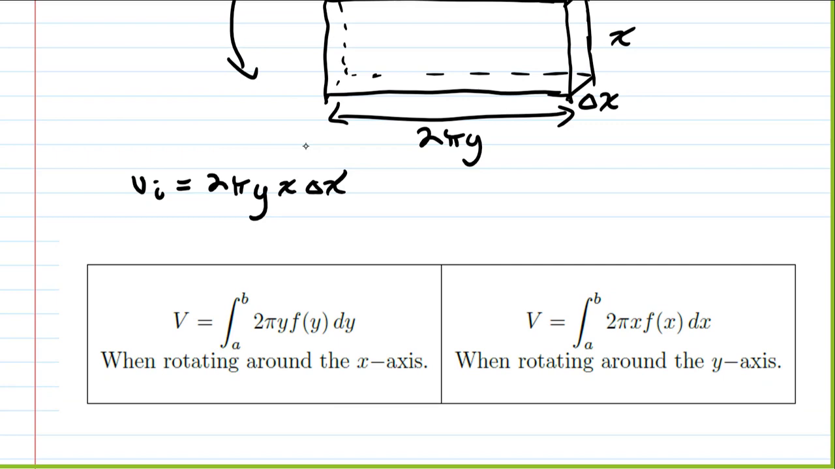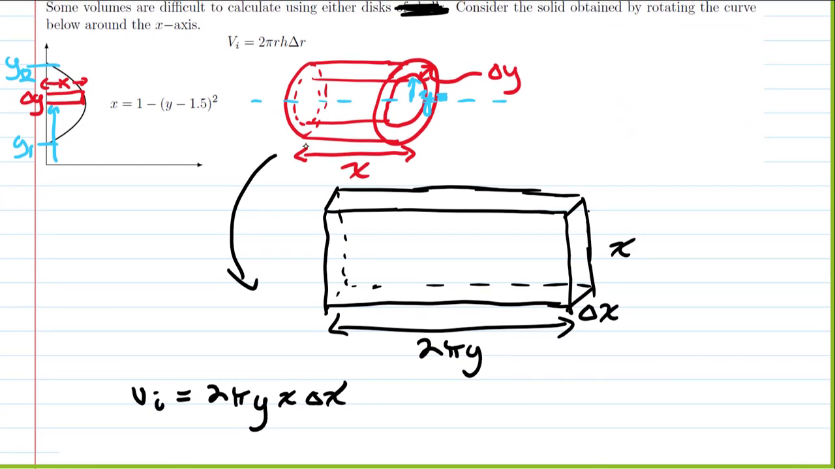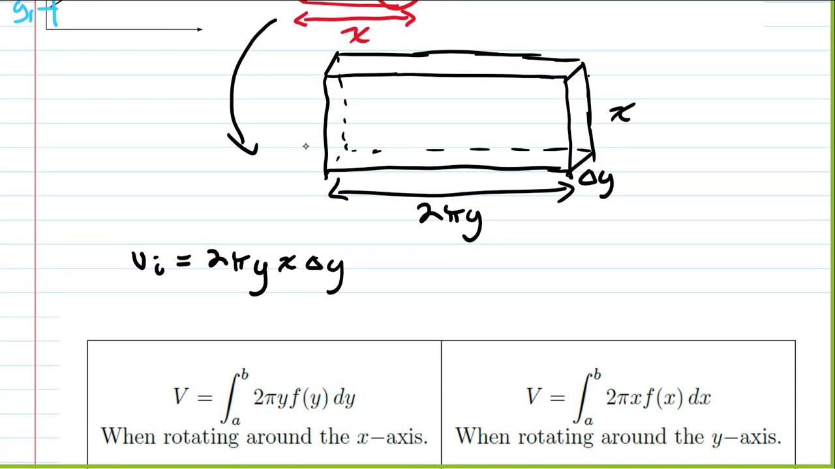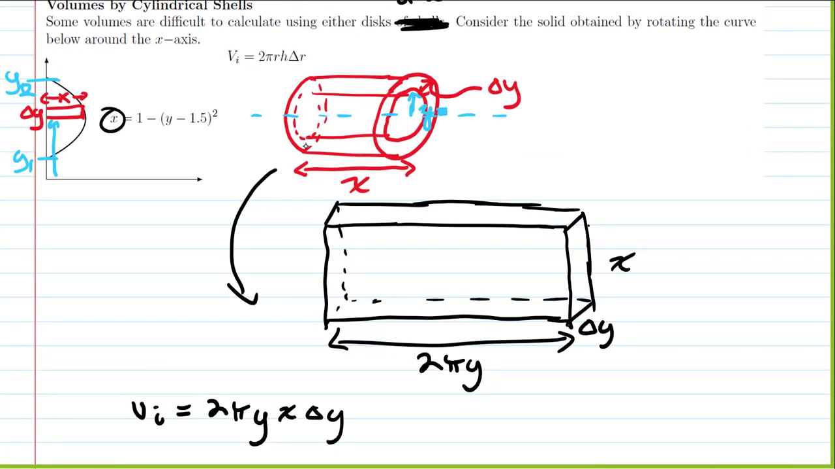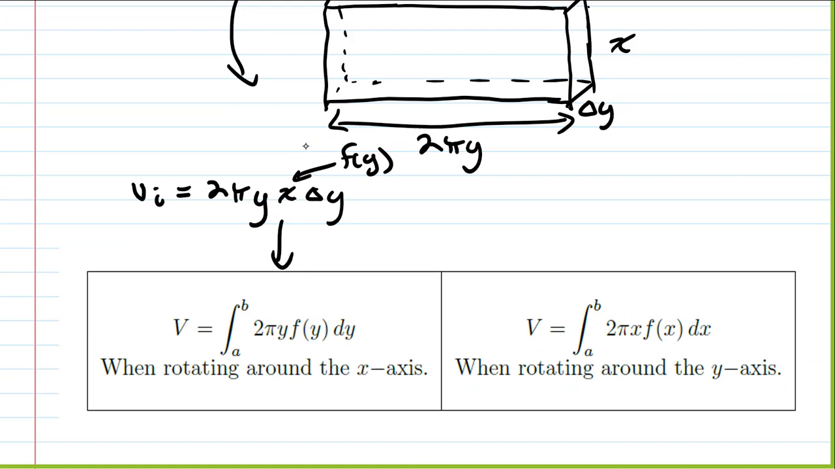So you might be looking at this formula and you're like, well, wait a minute. See, I did it again. That's a delta y. See, I'm making typos everywhere. Delta y. You might be wondering, how come we have an x in our formula here? Well, according to this, what is x as a function of y? The 1 minus y minus 1.5 squared. So x in this case is really f of y, and this is exactly the volume element, as we said, when rotating about the x-axis.